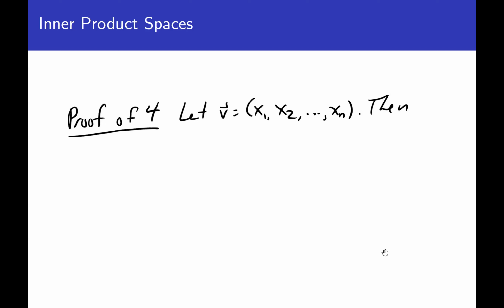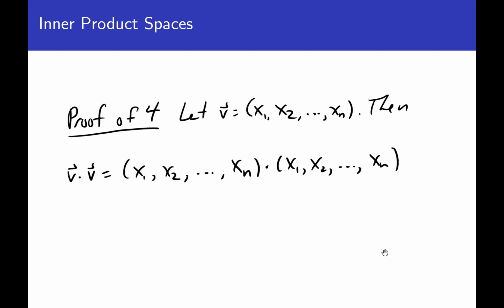So for 4 here, let's say we start with a vector v. Dot product with itself certainly just becomes the sum of the squares of the components. And certainly if I square a bunch of real numbers and add them all together, I get something that's greater than or equal to 0. So that proves the first part of property 4.